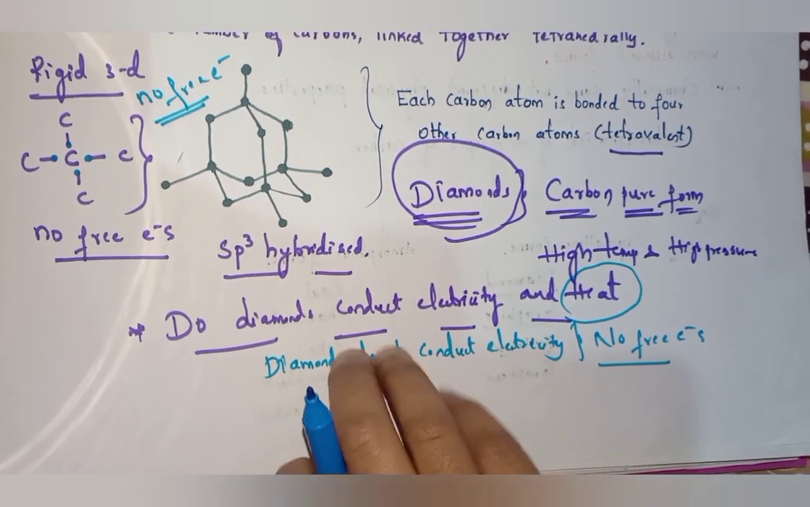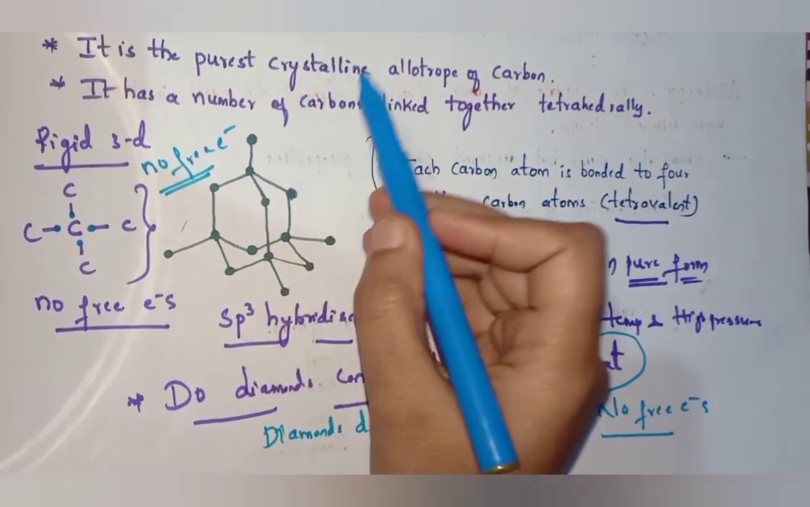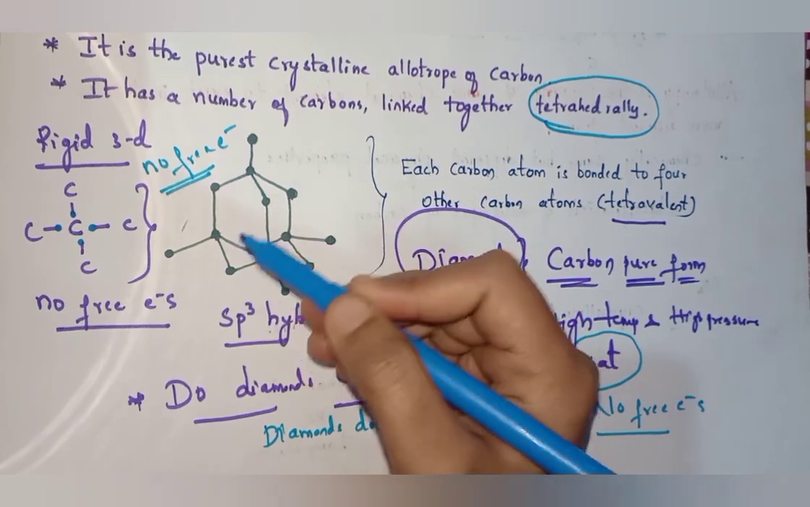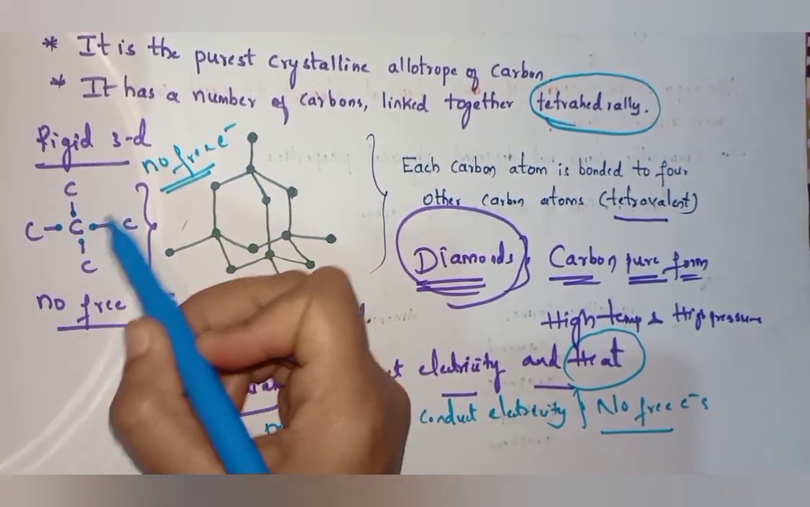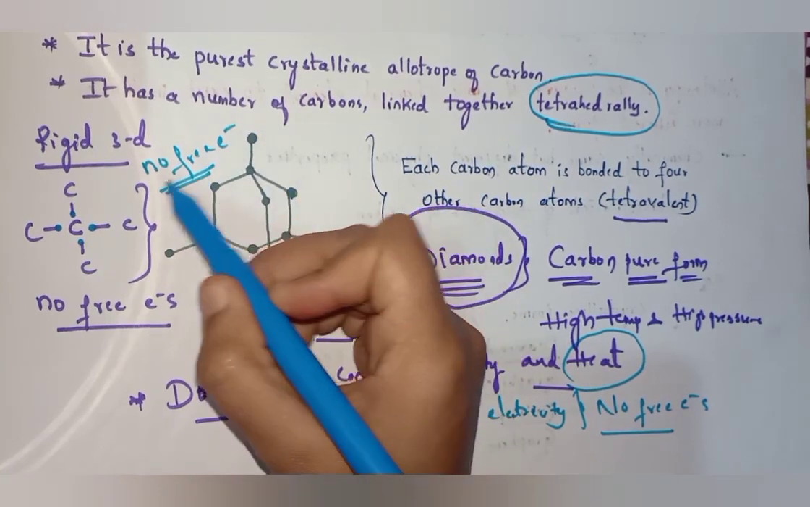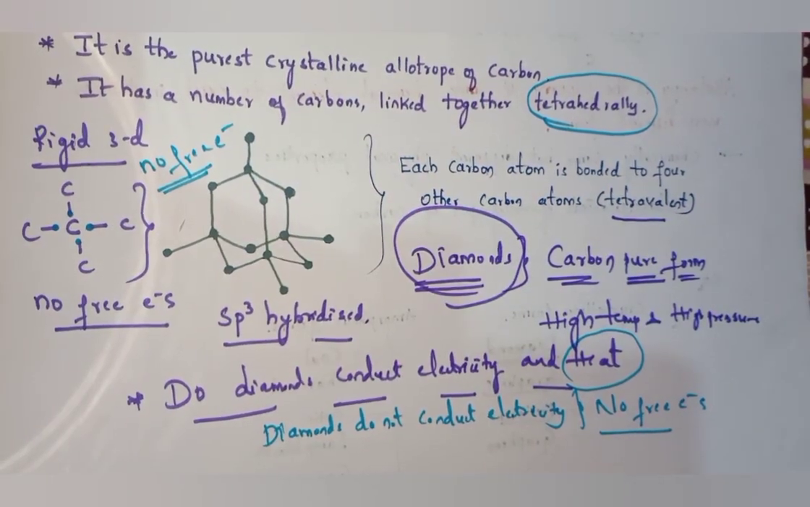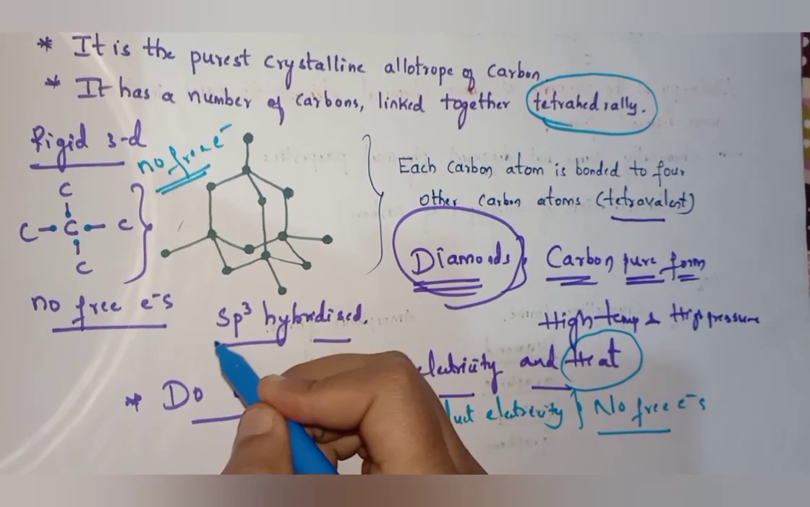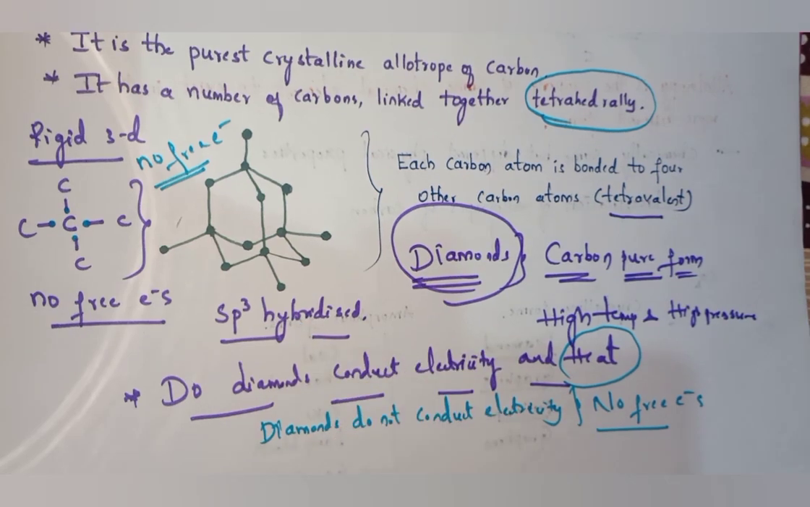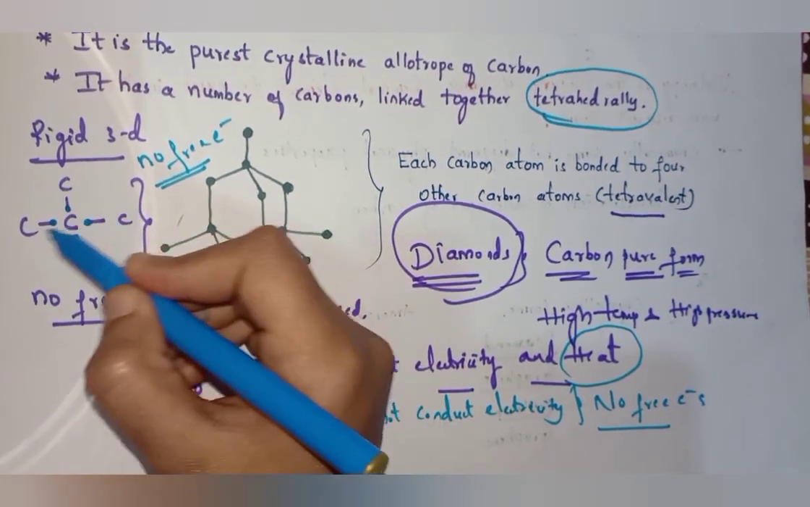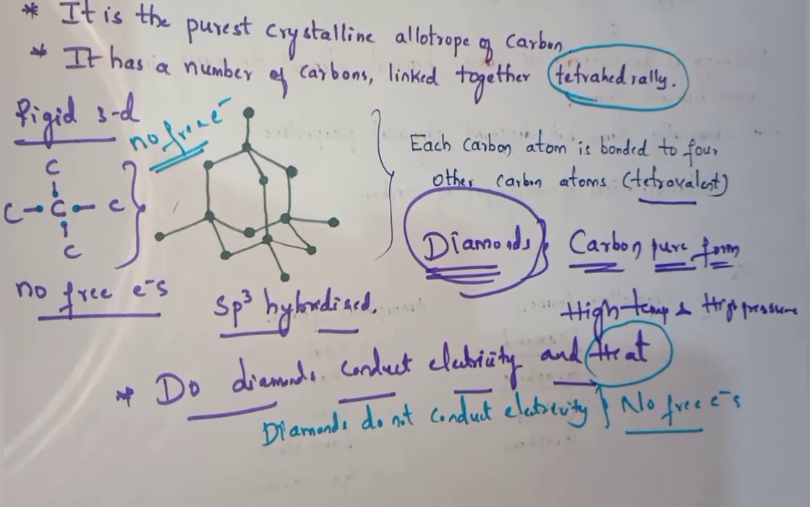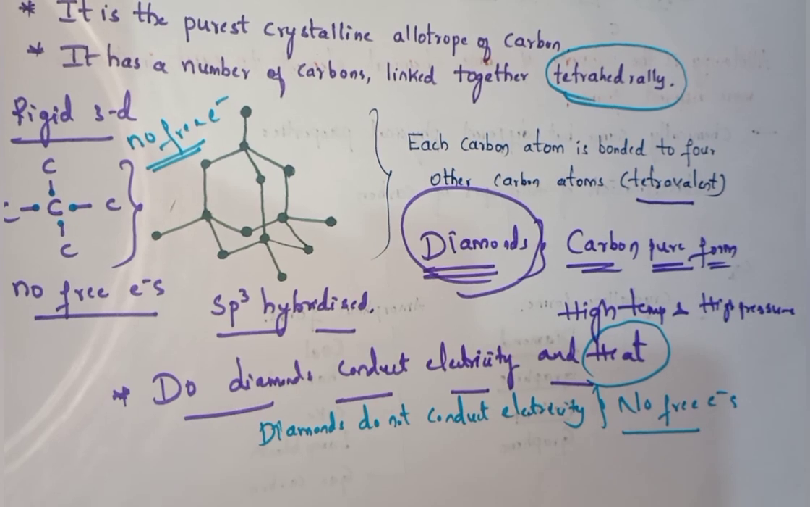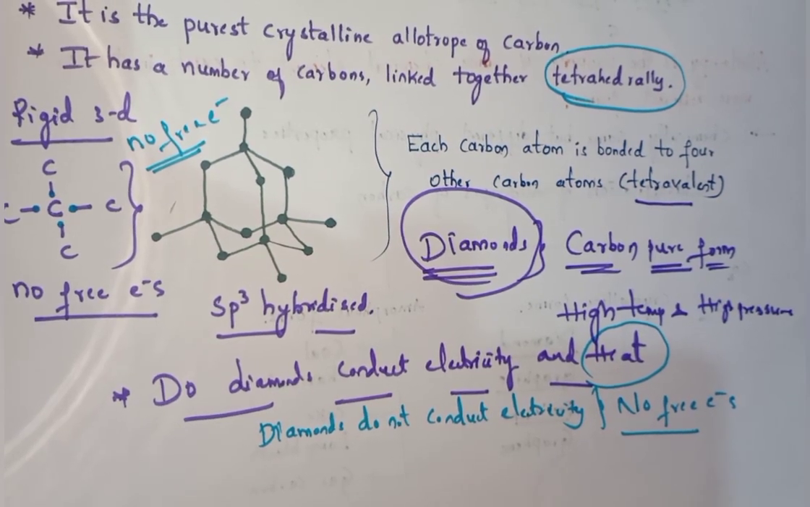And some important things, let's revise once again. It is the purest crystalline allotrope of carbon. Here they are bonded tetrahedrally. Look into the structure of diamond: each carbon atom is bonded to 4 other carbon atoms. That's why no free electron is present, so it does not conduct electricity. But due to the rigidity of its structure, it conducts heat. It has sp3 hybridization because of the sigma bonds, single bonds, and tetravalency. And how can the diamond be synthesized? By subjecting carbon in the pure form to high temperatures and pressures. These are the important points about diamond.